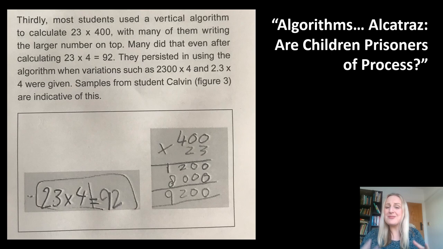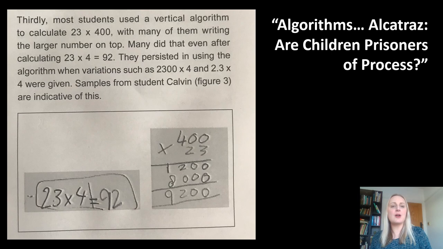And it was interesting that even though they already knew what 23 times 4 was, they still persisted with drawing it out like this. So if you know 23 times 4 and you're asked to do 23 times 400, why draw the column method out? You're just multiplying your 92 by 100 there.